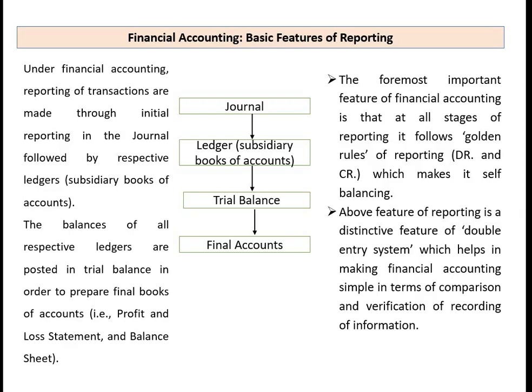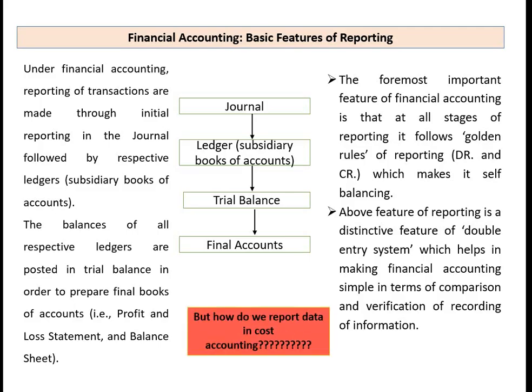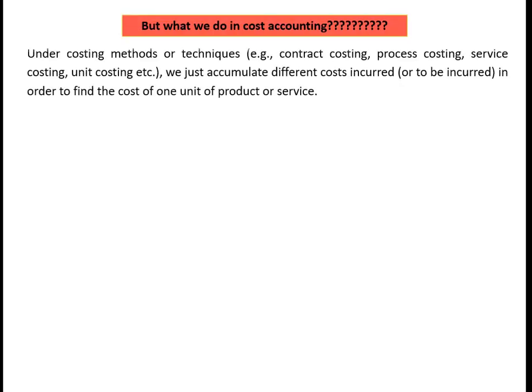So now the question is whether we will be following the same pattern in cost accounting or some different pattern. Under the costing method or technique, we just accumulate the different costs incurred in order to find out the cost of one unit of product or service. If the total cost is divided by the number of units, we get the per unit cost. Similarly, in contract costing, we calculate the cost of one contract, or in the case of a job, one job, or in the case of a batch, the cost of one batch.